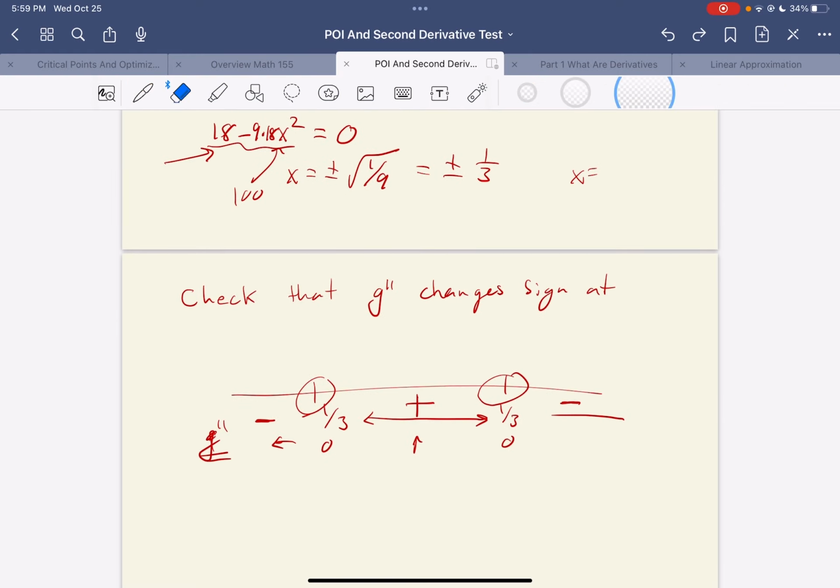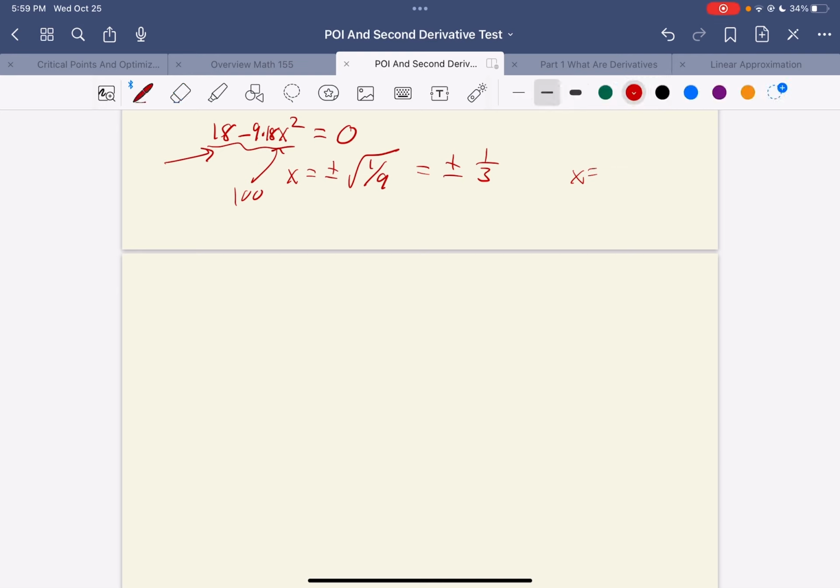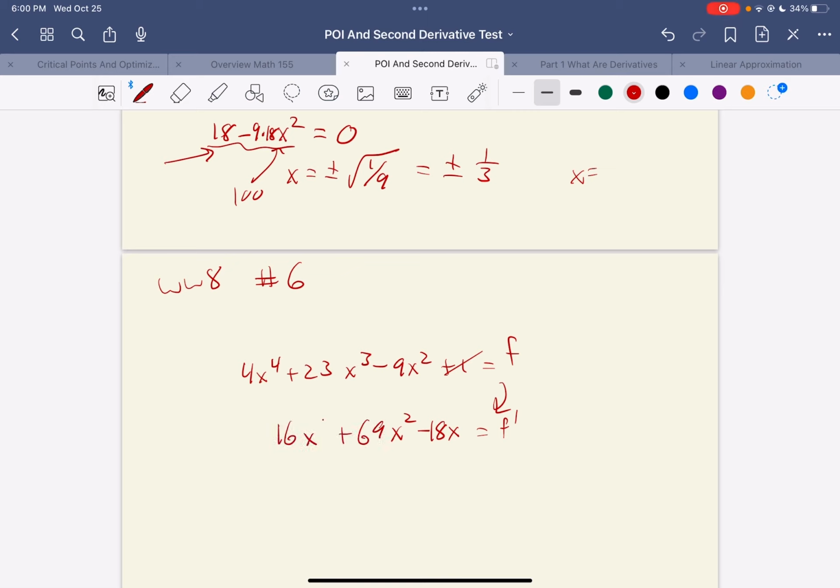I guess another point of inflection exercise is the very next one. It's number 6. Again, this is WebWork 8. And you'll just have some kind of polynomial. For me, it was 4x to the 4th plus 23x cubed minus 9x squared plus 1. And this is f. So now to find the points of inflection, let's take two derivatives. So f prime is equal to, the 1 is dead, the 2 comes down, I have minus 18x. The 3 comes down, that makes it x squared. 3 times 23 is 60 plus 9, 69. Plus 4 comes down, that's 16x cubed.